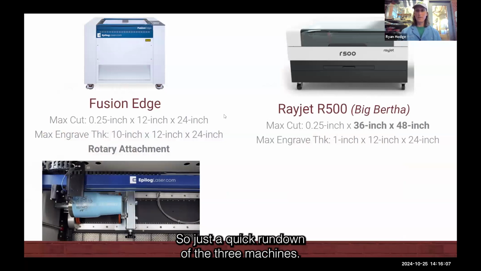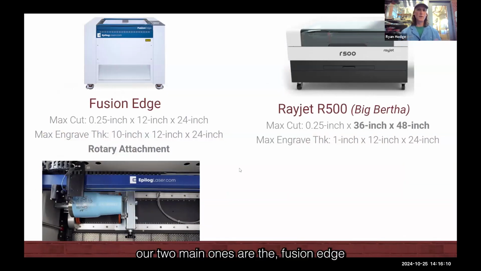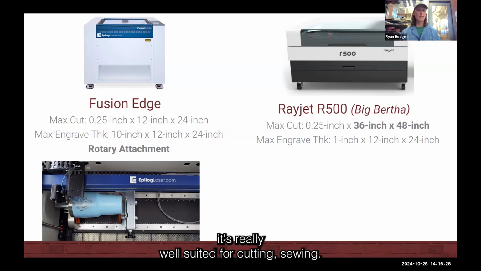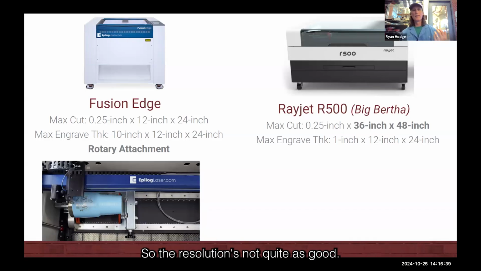So just a quick rundown of the 3 machines. Our 2 main ones are the Fusion Edge and the Rayjet R500, aka Big Bertha. That machine can cut really large projects, 3 foot by 4 foot, and it's really well suited for cutting. It can engrave images, but it's very slow, and it's got a kind of a wide laser beam, so the resolution's not quite as good. And then we have our Fusion Edge, and it makes incredibly good engravings.